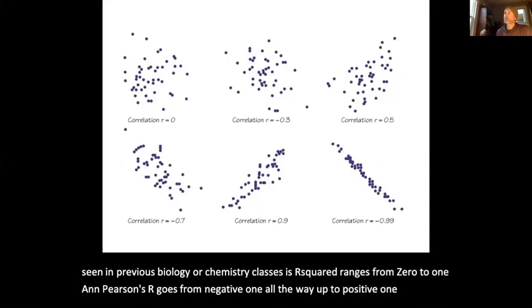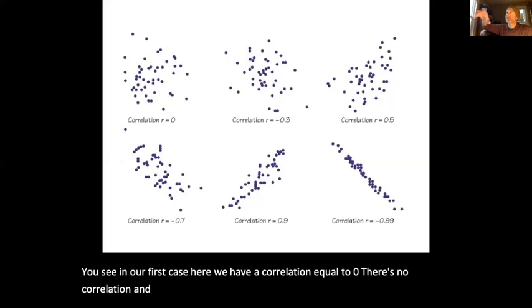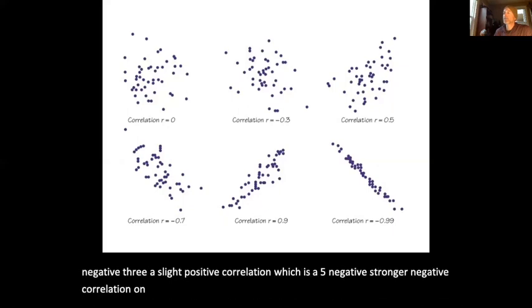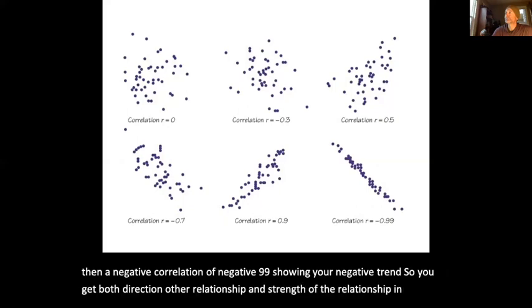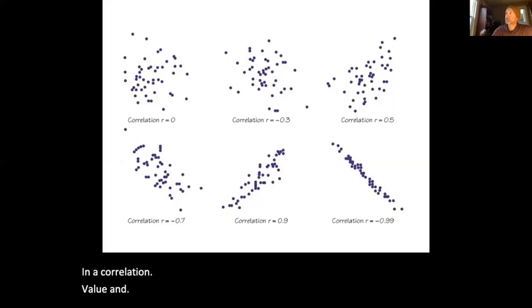And so you see in our first case here, we have a correlation equal to 0. There's no correlation. And then we have a slight negative correlation, which is a -0.3, a slight positive correlation, which is a 0.5, a stronger negative correlation on the bottom left, -0.7, a positive correlation of 0.9, and then a negative correlation of -0.99, showing you a negative trend. So you get both direction of the relationship and strength of the relationship in a correlation value. And so that's looking at correlations.